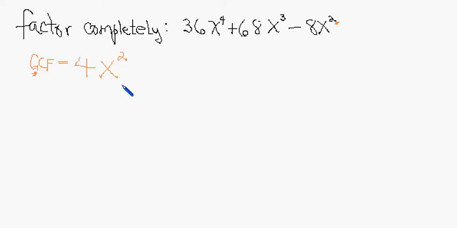So what do we do with this 4x squared? What are we going to do with this GCF? Well, what we're going to do is take that GCF and divide it into this entire expression. So we're going to take 4x squared and divide it into this original expression. Well, how is that going to help us?